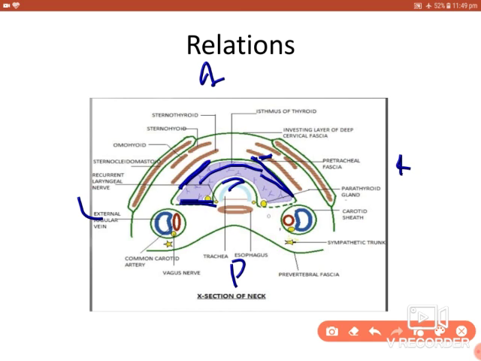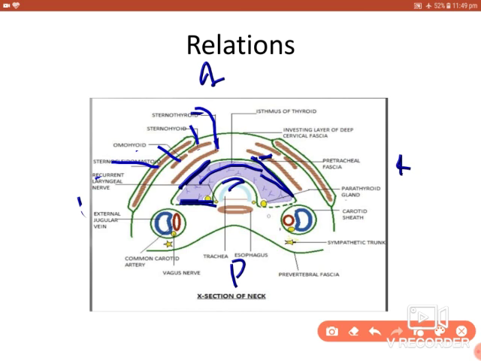The anterolateral surface relates to the sternocleidomastoid. Then you can see the sternothyroid, the omohyoid, the sternohyoid, and the sternothyroid. Here you can see the sternocleidomastoid, then the sternothyroid, sternohyoid, and the omohyoid.